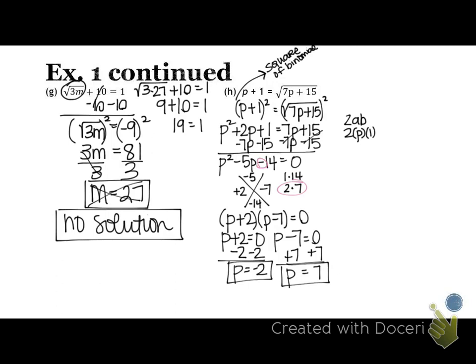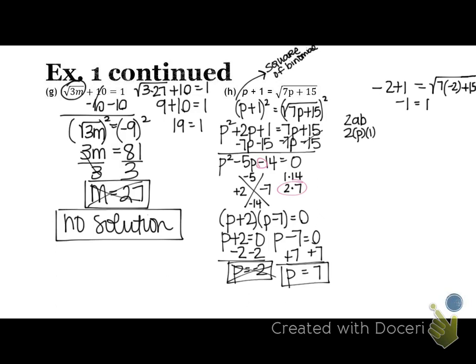So let's go back up here. We have negative 2 plus 1, and it's supposed to equal the square root of 7 times negative 2 plus 15. So what is negative 2 plus 1? Negative 1. And again, if you grab your calculator and you do the square root of, I would put in parentheses 7 times negative 2, close those parentheses, and add 15, and what do you get? You get 1. Does negative 1 equal positive 1? No, so P equals negative 2 is not one of our answers, so we exit out.